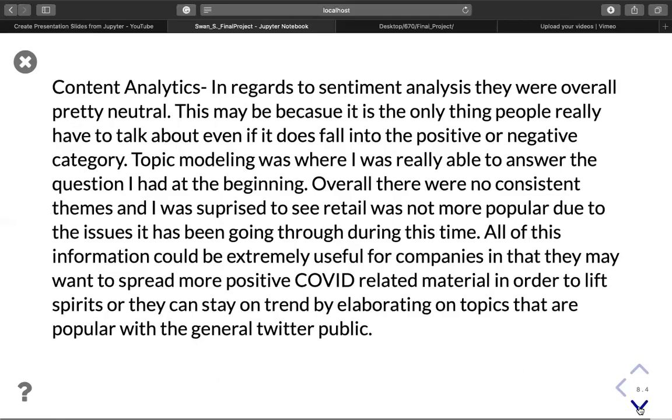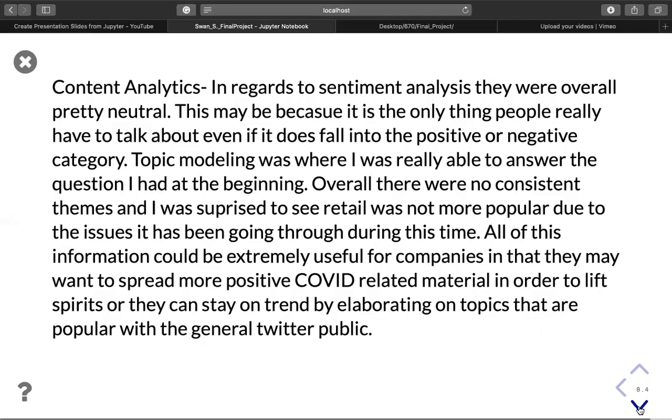So the content analytics, in regards to sentiment analysis, were overall pretty neutral. This may be because it's the only thing people really have to talk about, even if it doesn't fall into a positive or negative category. Topic modeling was where I was overall really able to answer the question I had at the beginning. There were no consistent themes. I was surprised to see retail was not more popular due to the issues going through this time, especially since I used retail as one of my search words. I thought it would just be more popular, but it was still definitely one of the more prominent themes.